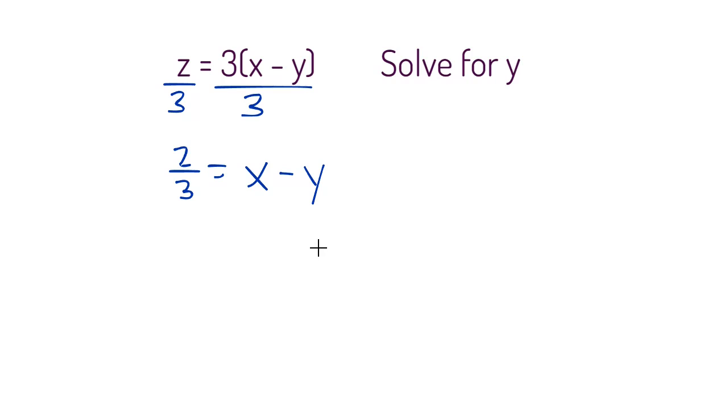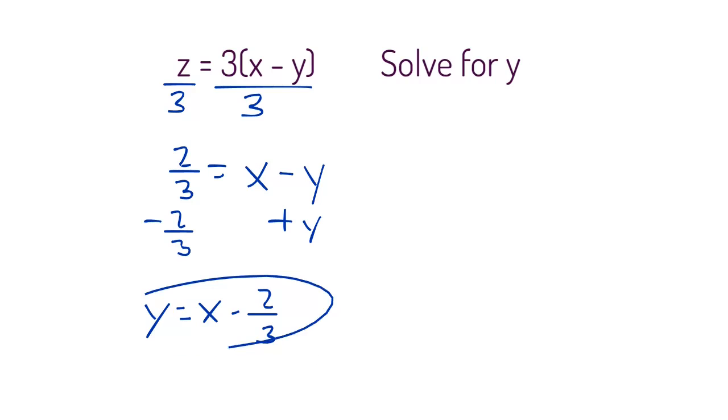It's up to you how you want to do this. I personally prefer to get this y to the other side so we don't have to worry about that negative anymore. So I'm going to add y to both sides and subtract z divided by 3. Once I do that, we have y equals x minus z divided by 3. And that's our y.